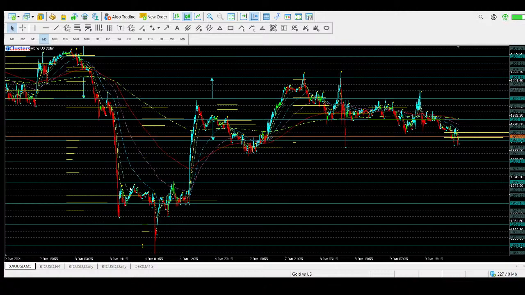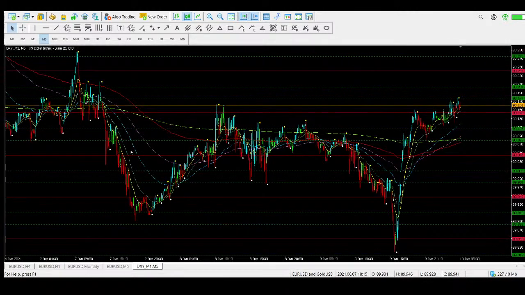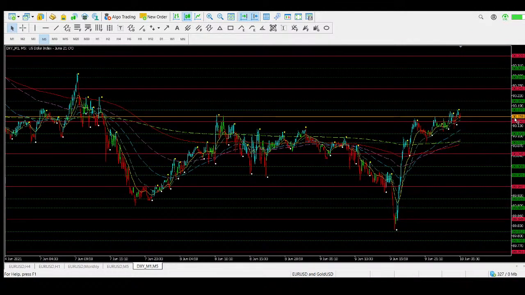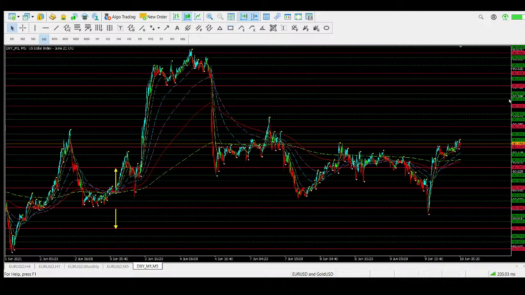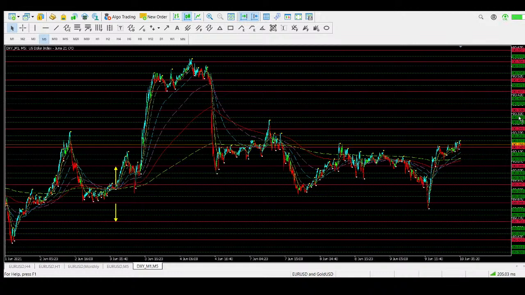Trying to look for euro US dollar. Could be this one here. Yes. This is the US dollar index. It's a live price chart. It's in 5 minutes price chart.